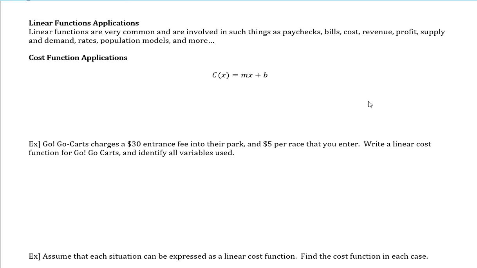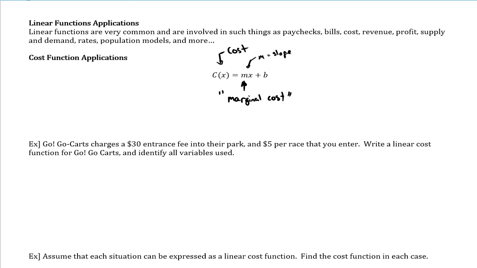Instead of f of x, they use a capital C for cost. So this is the cost, and it's equal to mx plus b. M is still the slope. However, often we don't need to graph it, so we might not need to use the slope. They might call it some other things, though. With our cost function, the m can be called marginal cost. So that's a vocabulary word for our slope for a cost function.